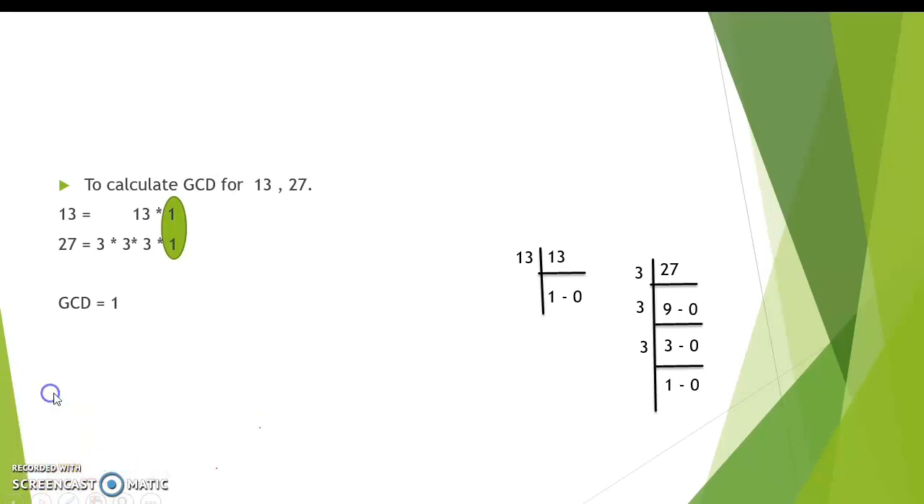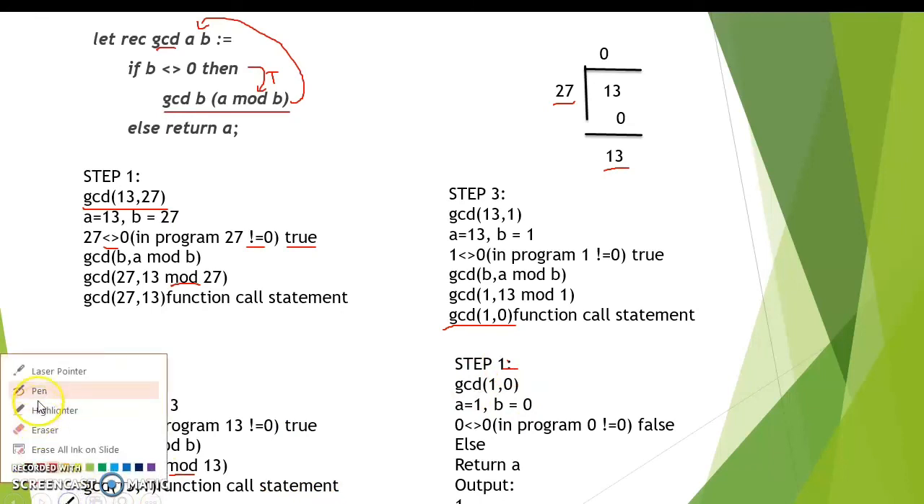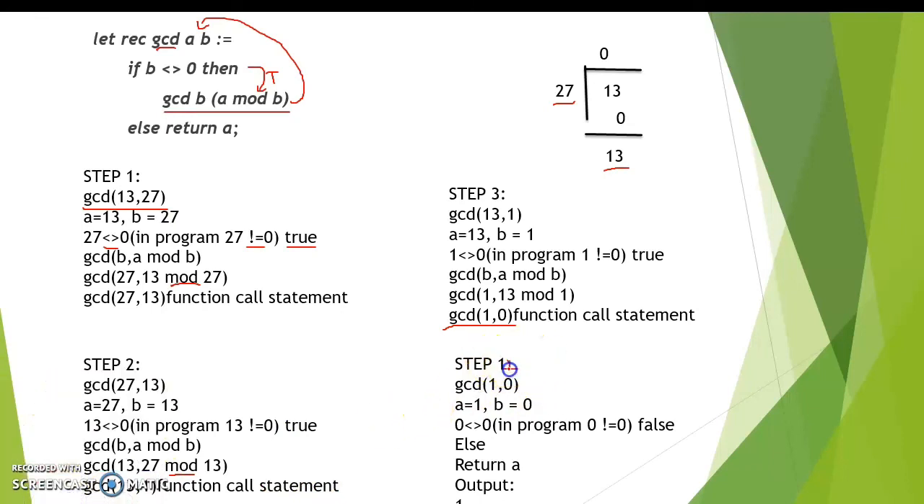So now you see, in step 4 we pass the value GCD of 1 comma 0. In the last function call, what is the value we are passing? GCD of 1 comma 0. Here the value of A is 1 and the value of B is 0. Next statement, check the condition, that is B not equal to 0. What is the value of B? The value of B is 0. 0 not equal to 0. The condition is false because 0 is equal to 0.